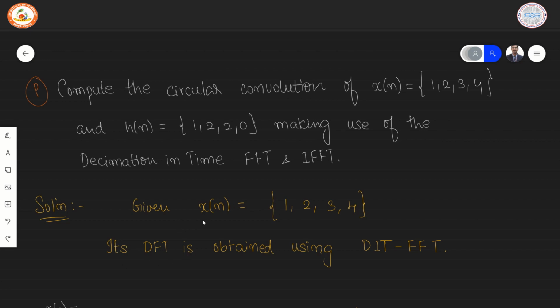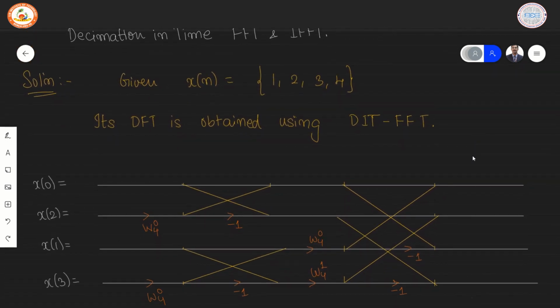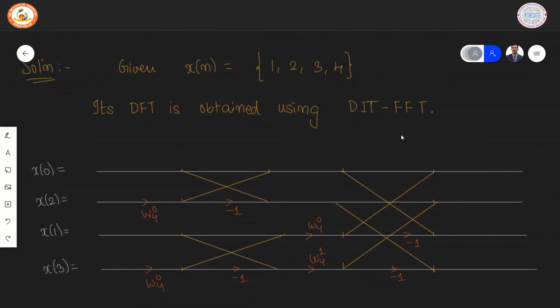First, let us consider the first input x of n is equal to 1, 2, 3, 4, for which the DFT has to be calculated using the DIT FFT method. Now we are aware of the structure for decimation in time. The inputs are said to be in bit reverse fashion. The output will be sequential. The size of the butterfly is from smaller to larger. Twiddle factor multiplication is done before.